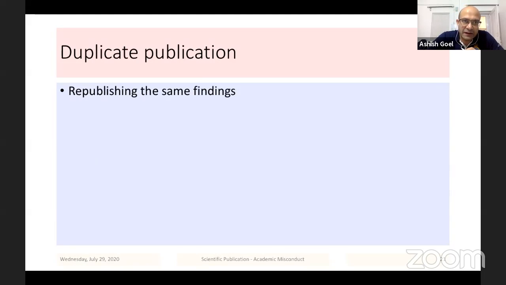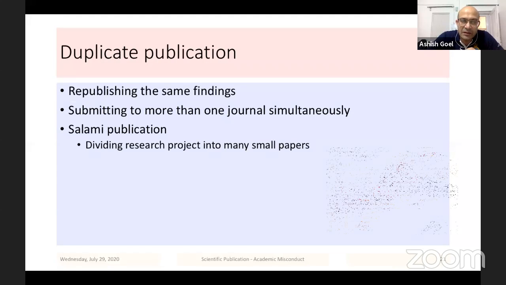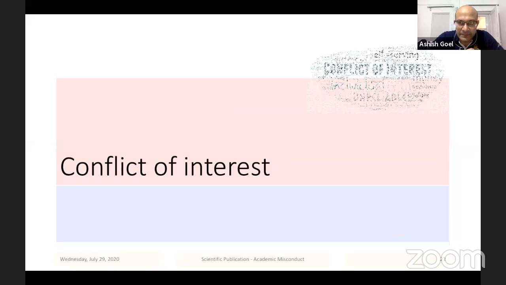So duplication is when you try to republish the same findings, or you try to submit to one or more journals simultaneously, or it might be salami publication. As you would see, this is a picture which shows what a salami is. So if you divide one research project into many small papers, that again is not considered good science and good scientific practice, and is something that you definitely want to avoid in early parts of your careers.